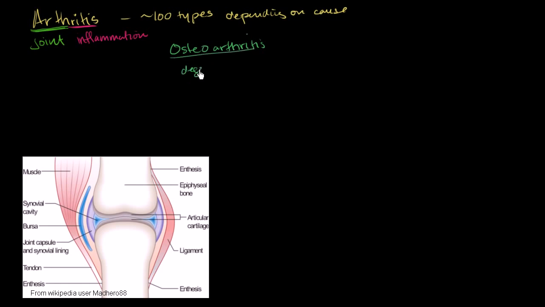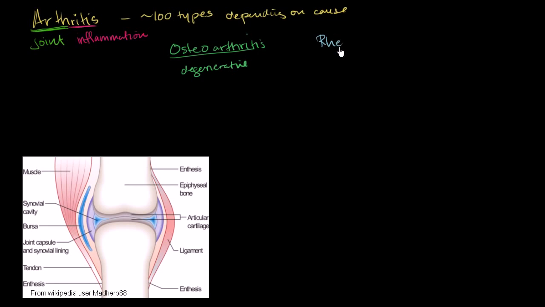Oh, no. There are about 100 different types of arthritis, and since it depends on what is causing that inflammation, we can categorize them in many different ways. The most common arthritis that most people know about is osteoarthritis. We call it degenerative arthritis. And the other most common is rheumatoid arthritis.